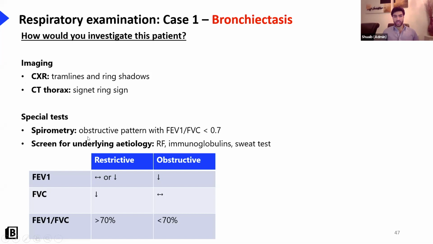Special tests, spirometry. Bronchiectasis is an obstructive condition, so you expect an FEV1 over FVC of less than 0.7. And you could also screen for an underlying cause. So rheumatoid factor if you think the patient has rheumatoid arthritis, immunoglobulins if you think they've got hypogammaglobulinemia, or a sweat test if you think they've got cystic fibrosis. So this will depend on what you see on examination. And these are the differences in spirometry between obstructive and restrictive disease. But the key point is an FEV1 over FVC ratio of 0.7.